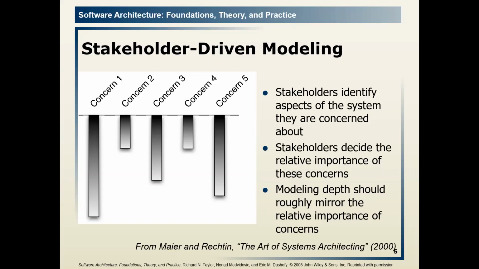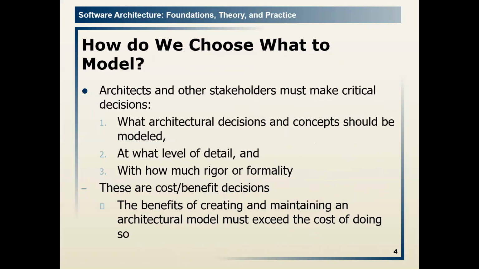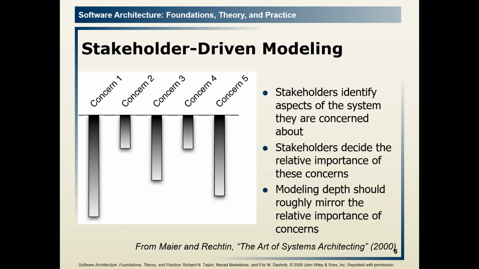And then the modeling depth roughly mirrors the relative importance of the concerns. So the depth that we talked about, being rigorous and how much information or the level of detail, will depend on the importance as well. So the more important a concern, you will give more details about that requirement or the requirements covering that specific concern.